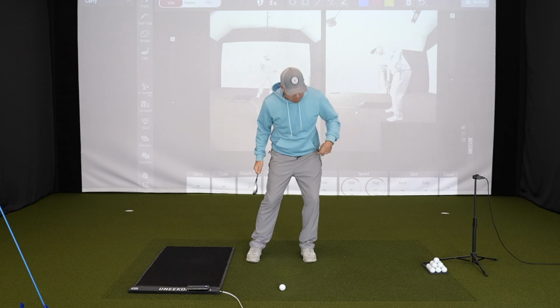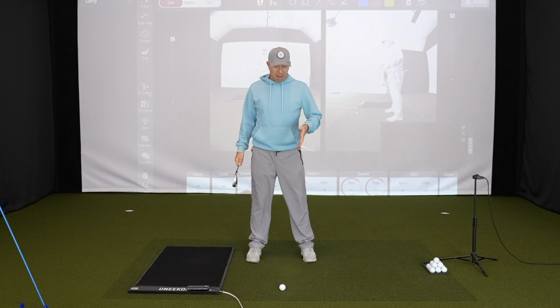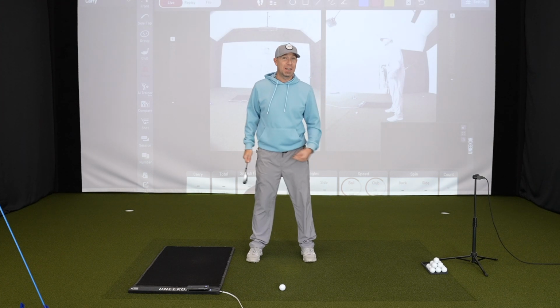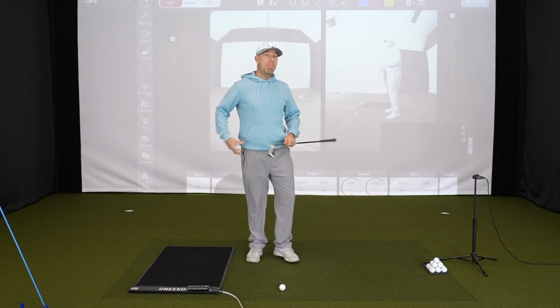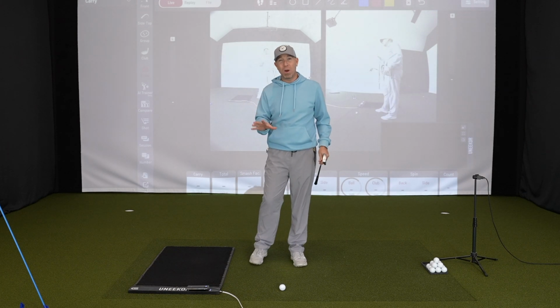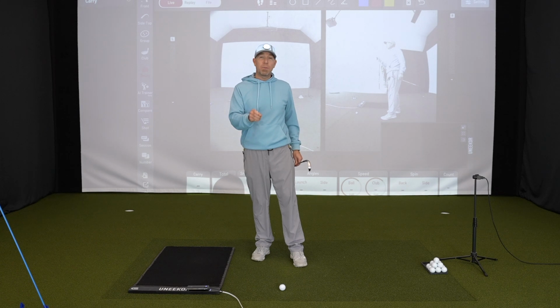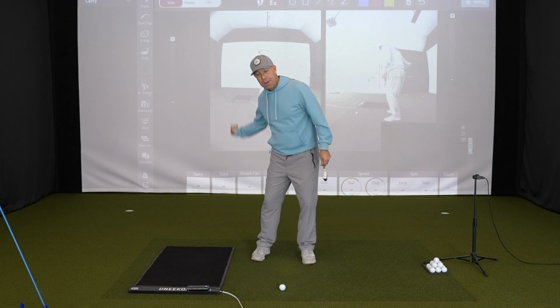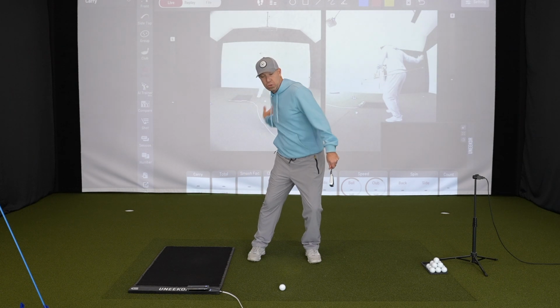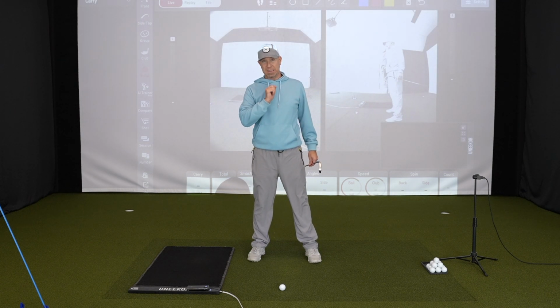I'm not gonna be able to rotate properly from there. My impact is gonna get sloppy. I'm probably gonna have some early extension, excess side bend. Back issues can occur at that point. A lot of things can happen at that point. But a lot of it does come from the player that's trying to swing more from the inside, and that hand path just gets too deep behind them as they swing.